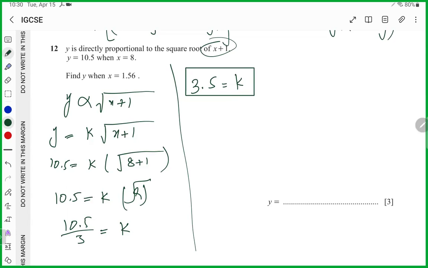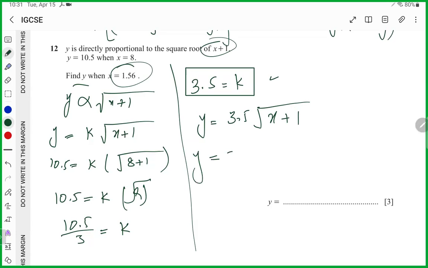So they have given value of k, like you'll get marks for expressing value of k clearly. Okay. So now y is equal to 3.5 under root x plus 1. Find y when x is 15. So y is equal to 3.5 under root 15 plus 1.